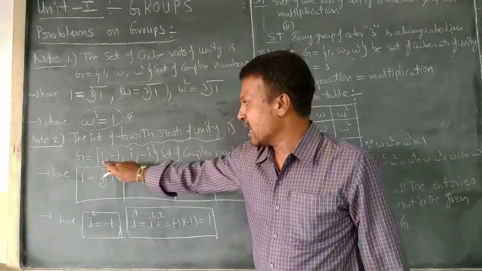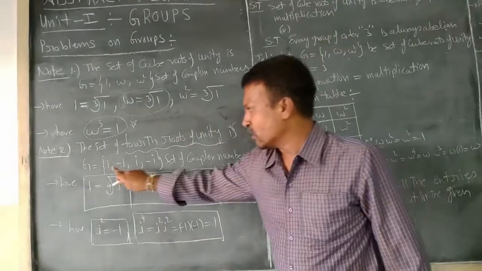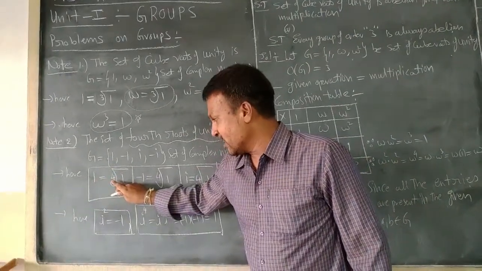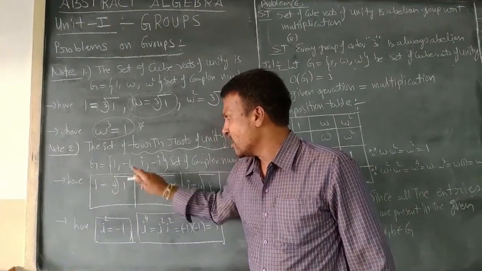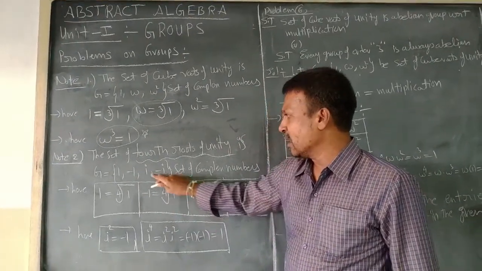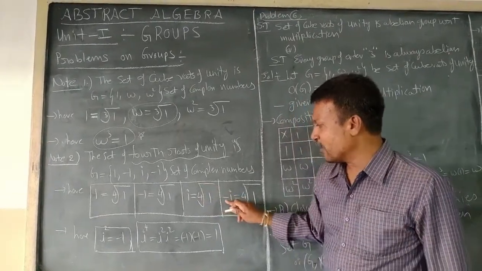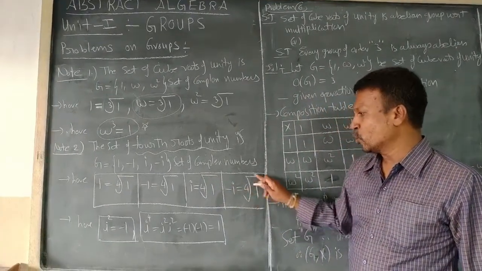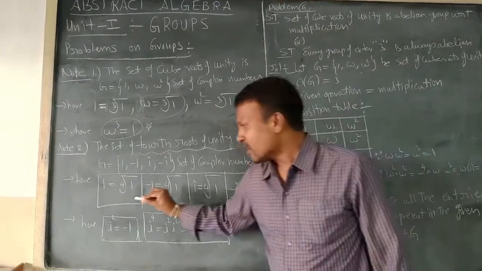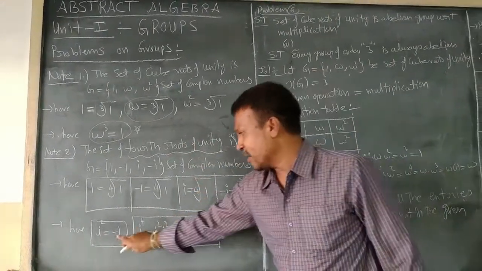As these elements are taken as fourth roots of unity, therefore the first element 1 is written as fourth root of 1, the second element minus 1 is also written as fourth root of 1, the third element i is also written as fourth root of 1, and the fourth element minus i is also written as fourth root of 1. Therefore, if I take i square, we get minus 1.